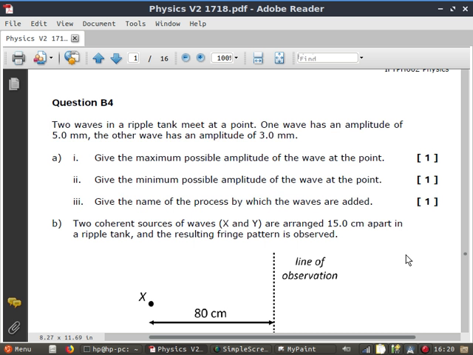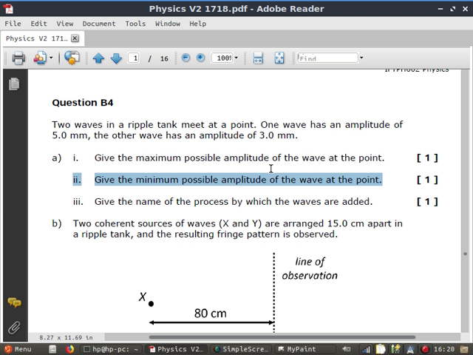But you're right, Ben. The first one is constructive interference, and the second one is called destructive. And they want the name for both. And the name for both is superposition. So constructive and destructive interference, the name for both is superposition.